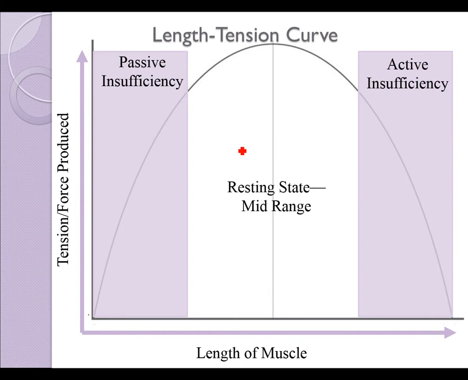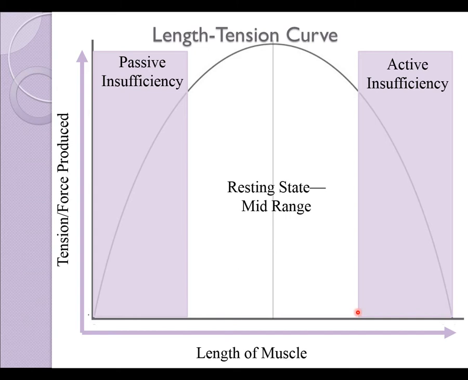The first one we talked about was mid-range. Mid-range is where we have optimal actin and myosin overlap. So in here, we are the strongest. We can produce the most force. And because the muscle is not stretched out, we have a ton of actin and myosin overlap.